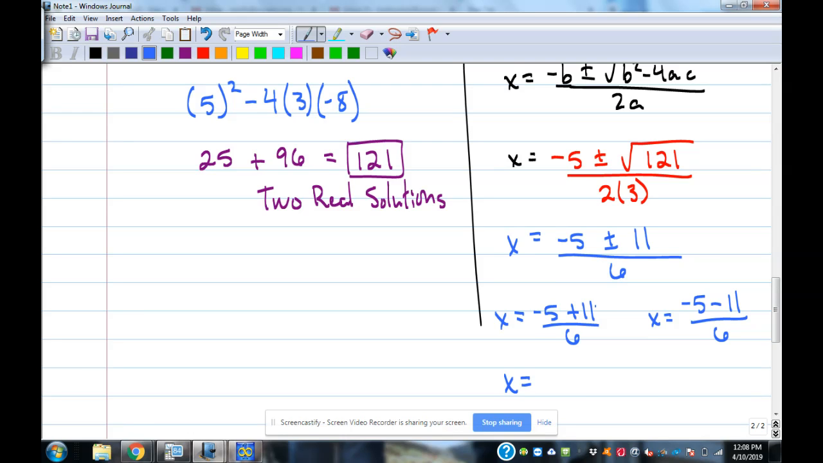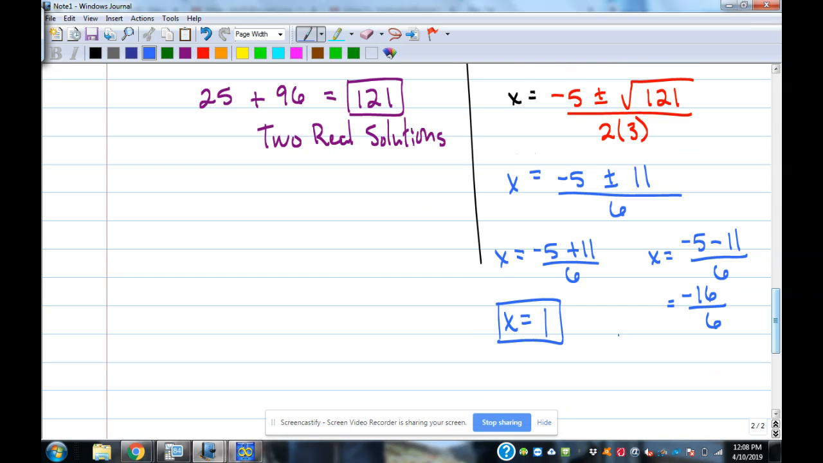Negative 5 plus 11 is 6. 6 divided by 6 is 1. All right, one of our answers is 1. Negative 5 minus 11 is negative 16 over 6. Does that go evenly? No, but it will reduce, right?